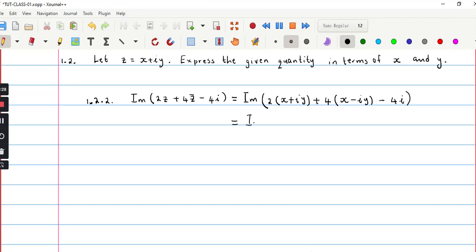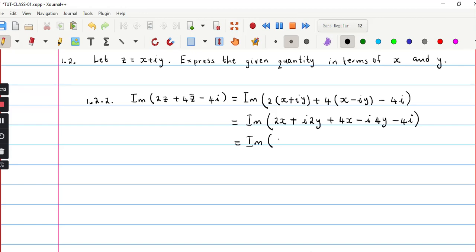So our next step would be taking the imaginary part off. Let us remove all brackets there. We have 2x plus i times 2y plus 4x minus i times 4y minus 4i. So that's what we have. And then we are going to have the imaginary part, and within this bracket we want to write that expression inside the bracket in such a way that we can see its real part and its imaginary part.